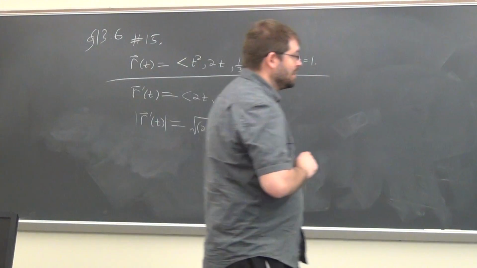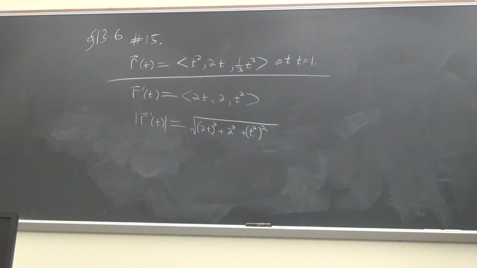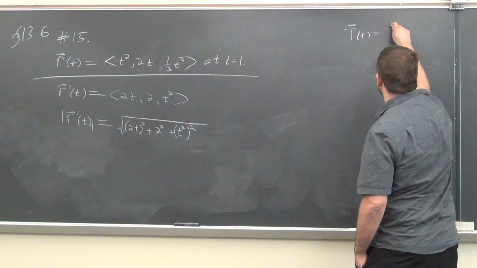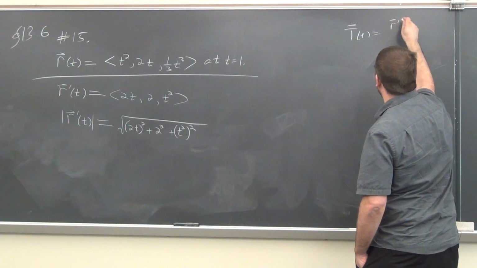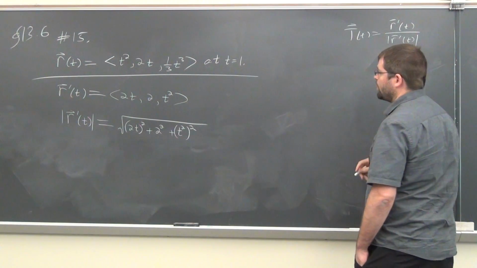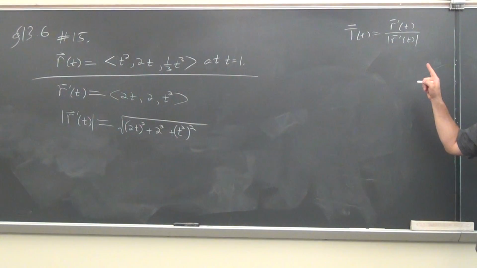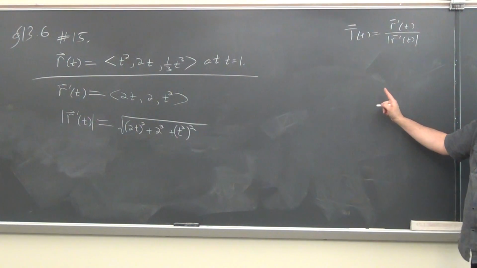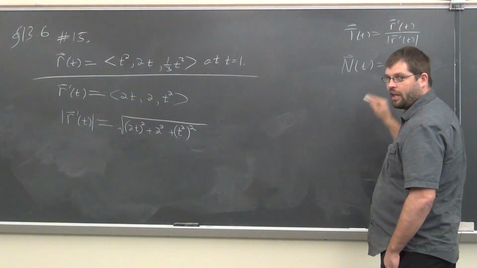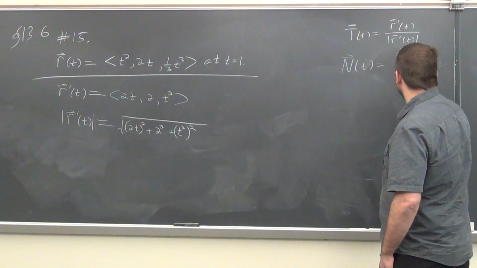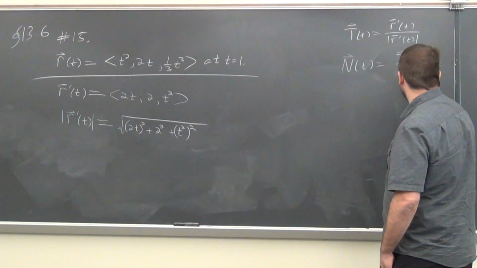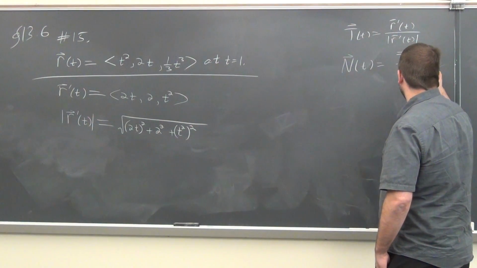Well, let's think about that for a second. What are the definitions? T, we have to calculate T. What is T? T is r prime over the magnitude. So no problem if that's what you're asked for, you could plug in 1 here and you'd be fine. But what's the next thing you have to compute? N, right? What's the definition of N? T prime over the magnitude of T prime. Same thing, but with T, right? So the derivative of T over the magnitude of that derivative.